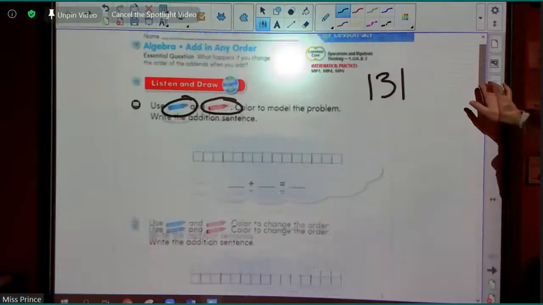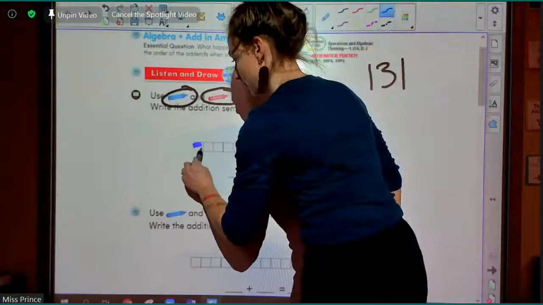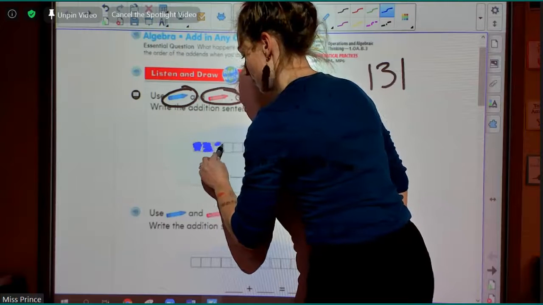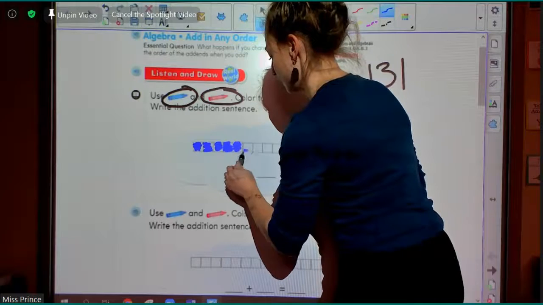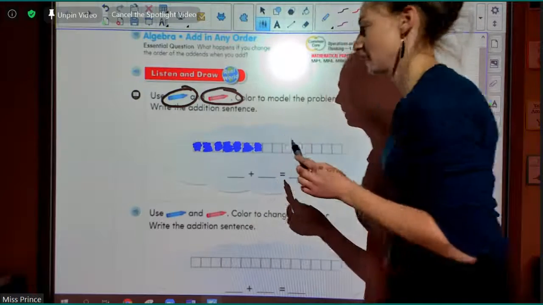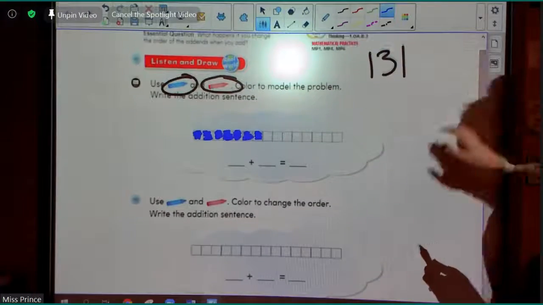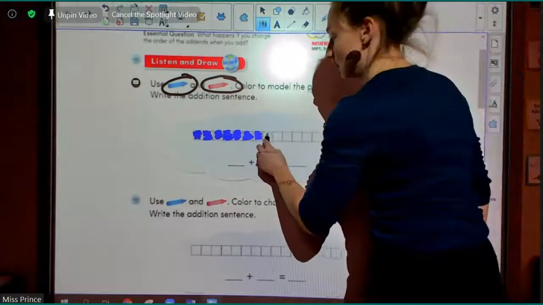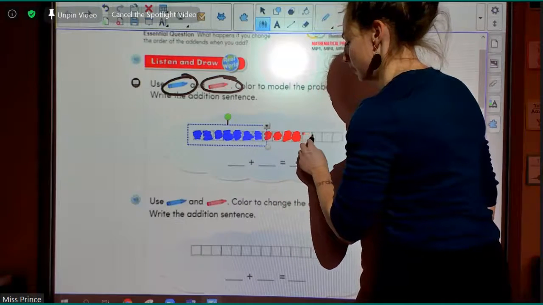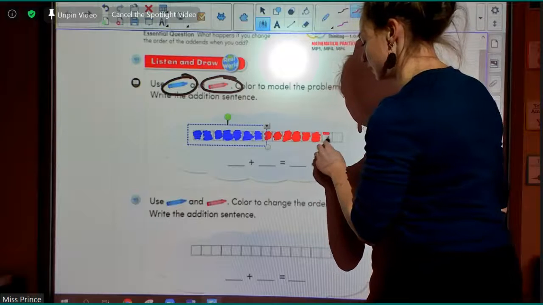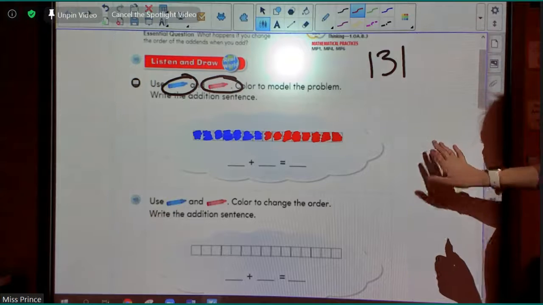So 7 blue birds. So you want to take your blue crayon and color in 7. 1, 2, 3. See how I'm doing it really quick? 4, 5, 6, 7. So he sees 7 blue birds and 8 red birds. So now you need your red crayon. 1, 2, 3, 4, 5, 6, 7, 8. I'll give you about 10 seconds to make sure you have that ready and colored.